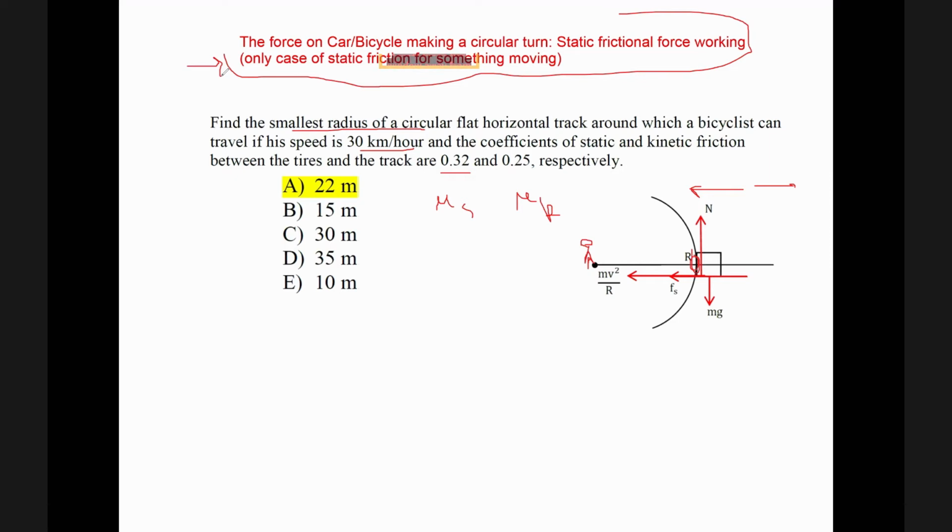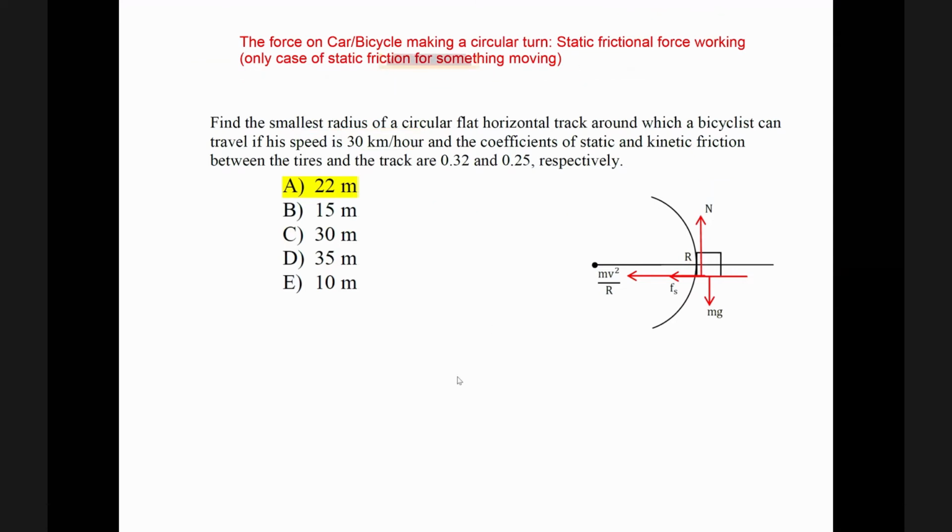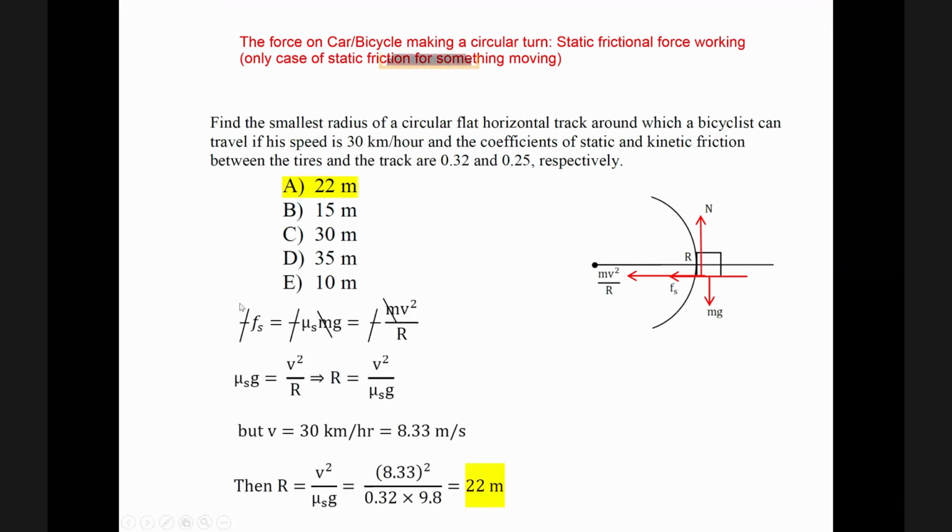Okay? So now, how to solve this question? We solve in the usual way. We said, the equation of the force is the friction force. And where is the direction of the friction force?